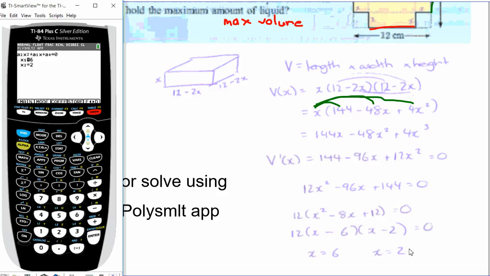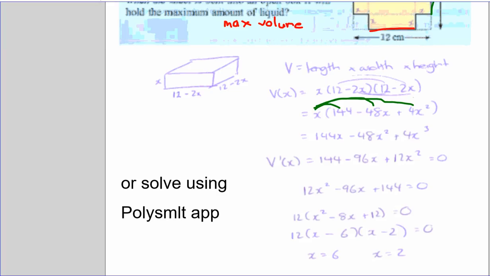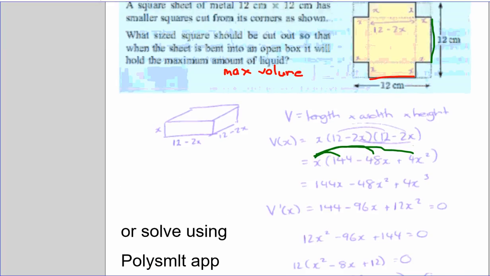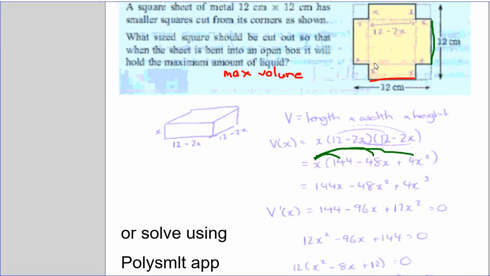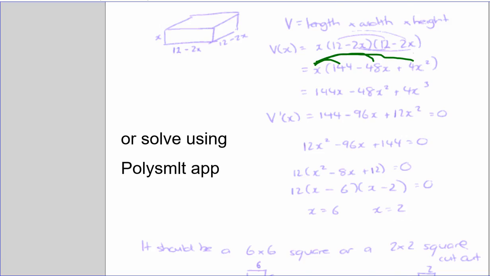So you didn't have to do the factorizing and everything if you didn't want to. You can just solve on PolySmlt. Two answers, x equals 6, x equals 2. Pretty interesting. Let's check these out, what they wanted. What size square should be cut out? So is it a 2 by 2 square or a 6 by 6 square? Let's see. So we've got two answers.